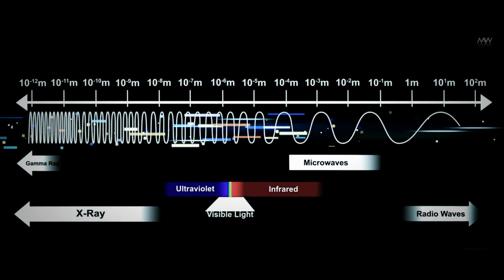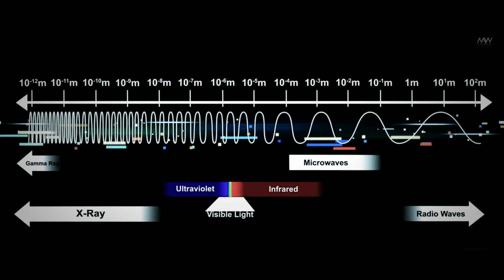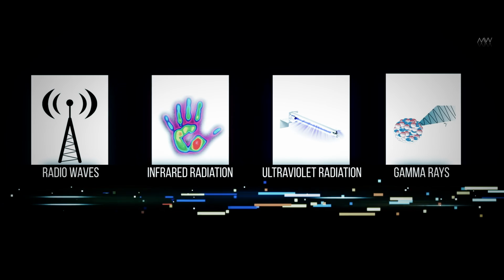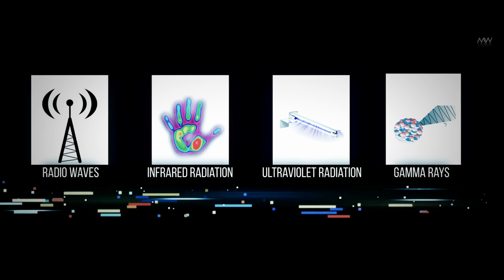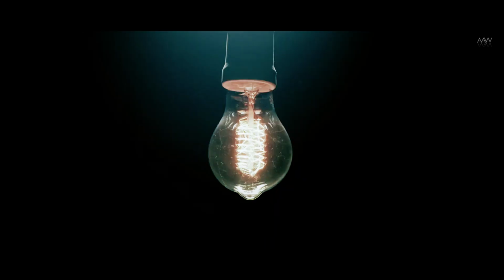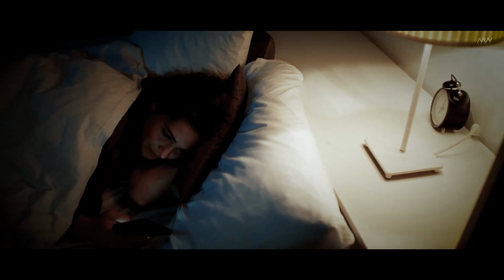Visible light is a type of electromagnetic radiation and a small part of the electromagnetic spectrum, which includes radio waves, infrared radiation, ultraviolet radiation, gamma rays, and so on. The photon is the most fundamental particle of any type of electromagnetic radiation. Whether it is radio waves carrying Wi-Fi signals, microwaves heating food in a microwave oven, or visible light that helps us see the world around us.